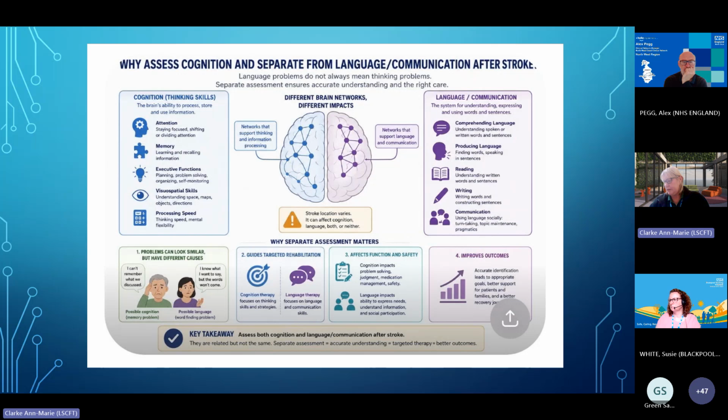But I think what we can have as the takeaway message is that we need to be looking at cognition and language and communication as a whole and not trying to separate them out, because this gives a better, accurate understanding, helps with targeted therapy, and hopefully we'll have better outcomes for our patients.